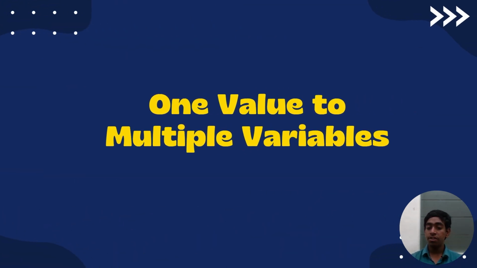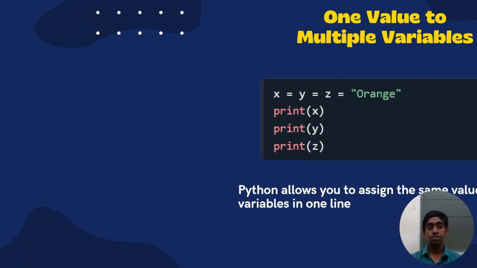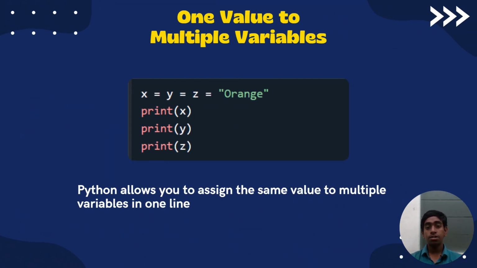One value to multiple variables. We are taking the same value, but we are including many variables, like x is equal to y is equal to z is equal to orange, and then we are printing x, y, z, and the value is the same. Python allows you to assign the same value to multiple variables in one line.